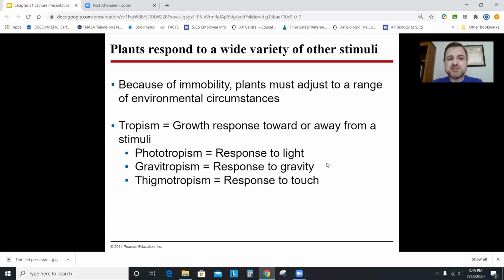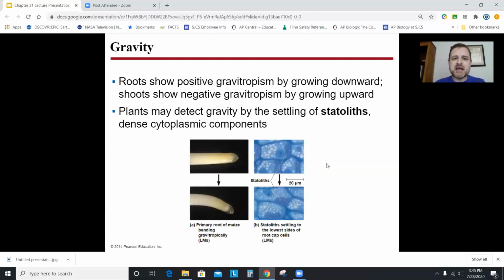So a tropism is just a word for a response toward or away from something. A phototropism is a response to light. So auxin was a phototropic hormone. Gravitropism is a response to gravity, which we'll see in just a minute. Thigmotropism is a response to touch, okay? So some examples, so gravity.